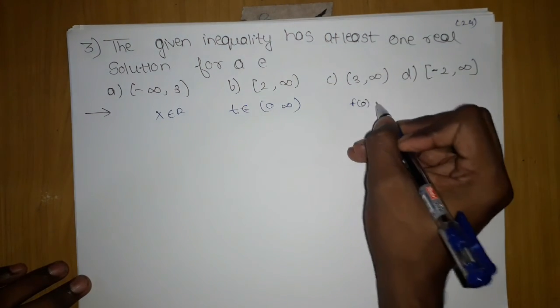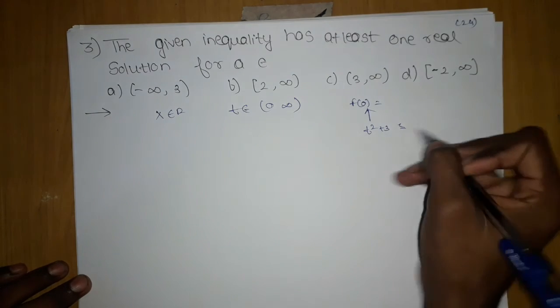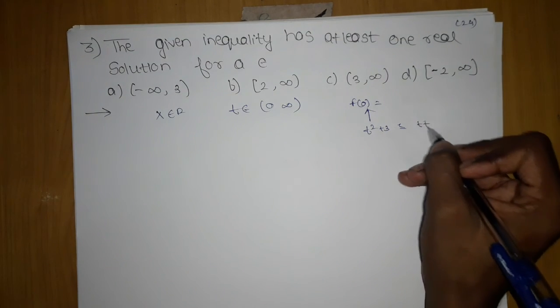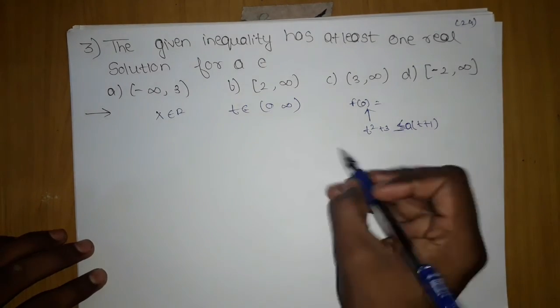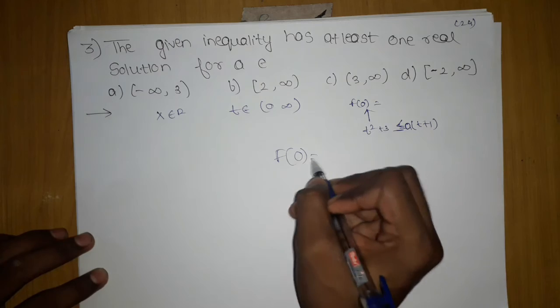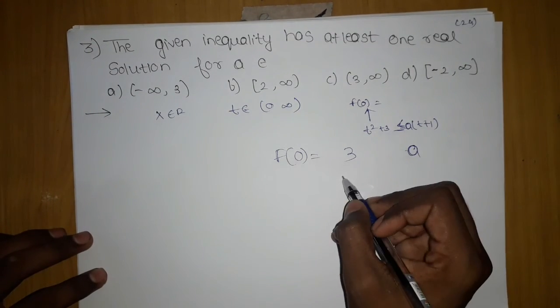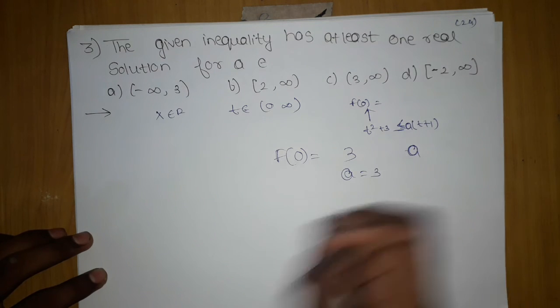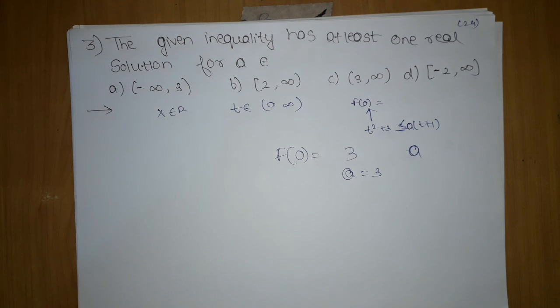Now let me just write the function again. This should be less than or equal to t plus 1 into a. This was the required function which we had. Now if I put f of 0, what is this? 3. For here it is a. So a equals 3. Now here you cannot just check a equals 3, because we must track the path of the parabola.